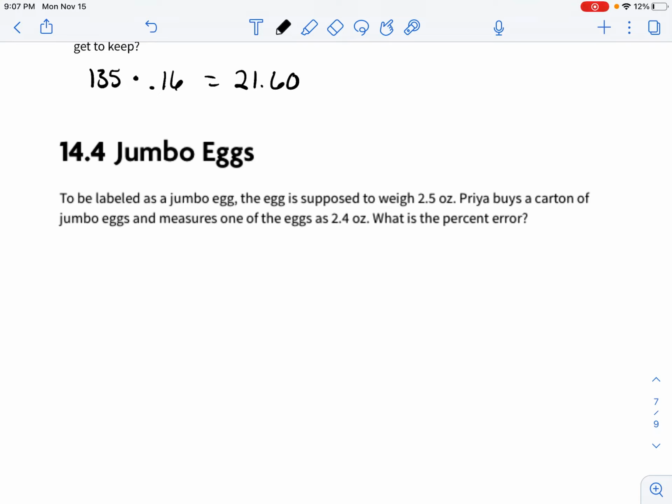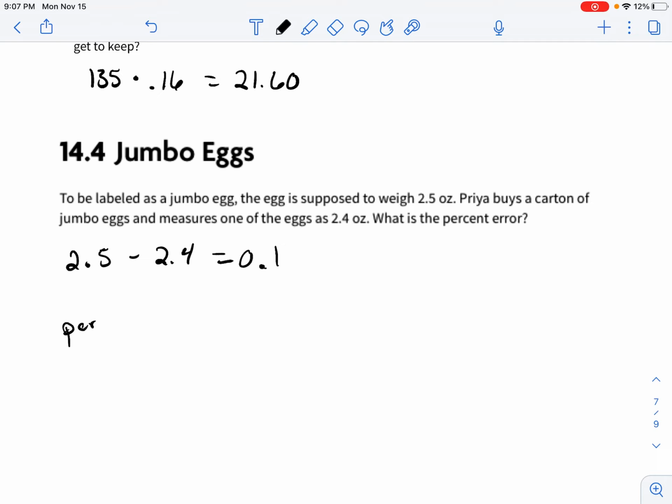So it says the jumbo egg. To be labeled as a jumbo egg, the egg is supposed to weigh 2.5 ounces. Priya buys a carton of jumbo eggs and measures one of the eggs as 2.4 ounces. What is the percent error? So once again, it's going to be the difference, which is 2.5 minus 2.4. That's going to give us a difference of 0.1.